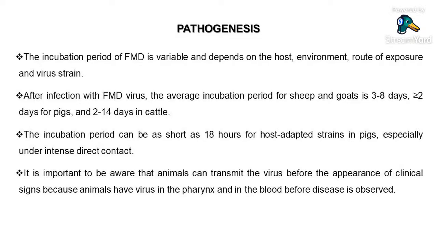Now the incubation period depends on the host, and it is different for different hosts. For example, the incubation period in sheep and goats is 3 to 8 days. It also depends on the environment, because if there is a humid environment, then it spreads quickly. And the route of exposure: was it through inhalation, through a wound in the GIT, or any other route? And the virus strain, the 7 serotypes: what type of serotype is present in the animal. So the incubation period depends on these four things.